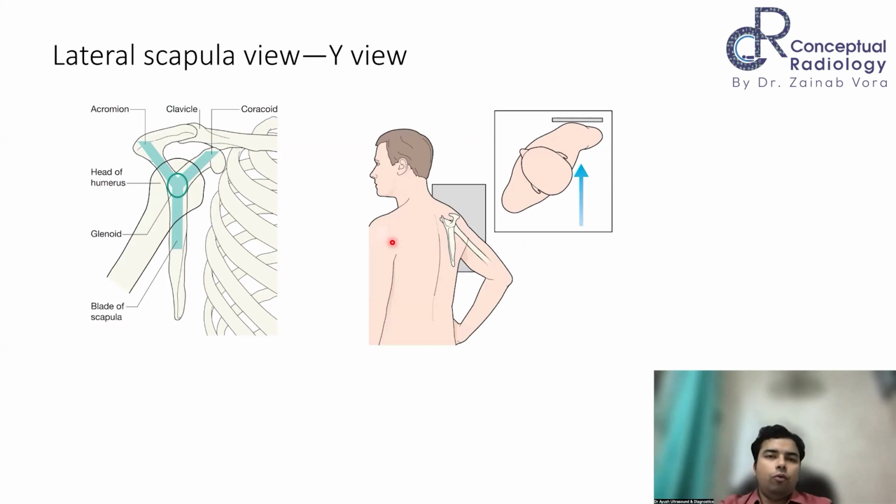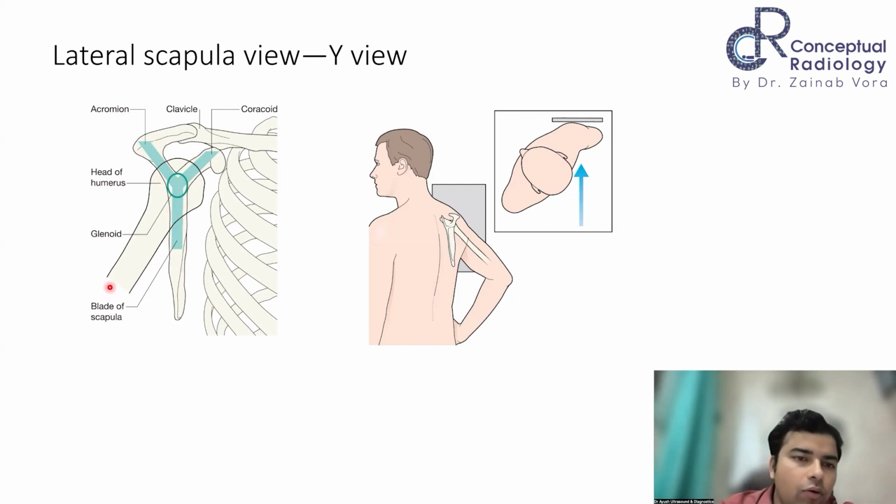Then the other view: we can use either of these two views, either the apical oblique view or the lateral scapular Y view. The scapular Y view is done in this way, basically in an oblique position, and the kind of X-ray that we get is this. Basically, the Y shape is for the scapula. This is the body of scapula. This is the coracoid process of scapula anteriorly, and posteriorly the limb is formed by the spine of scapula and the acromion process. So this forms the Y.